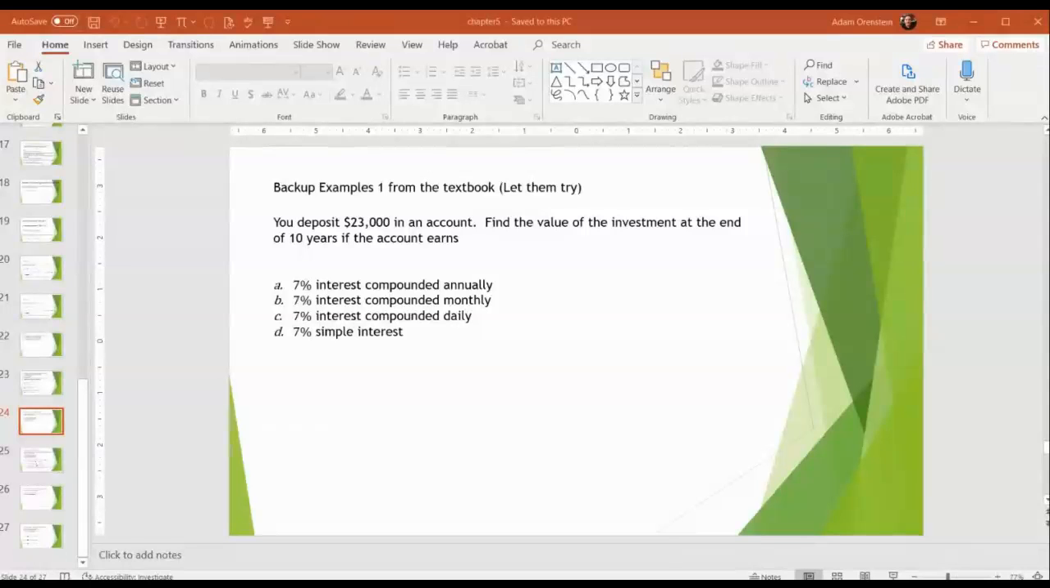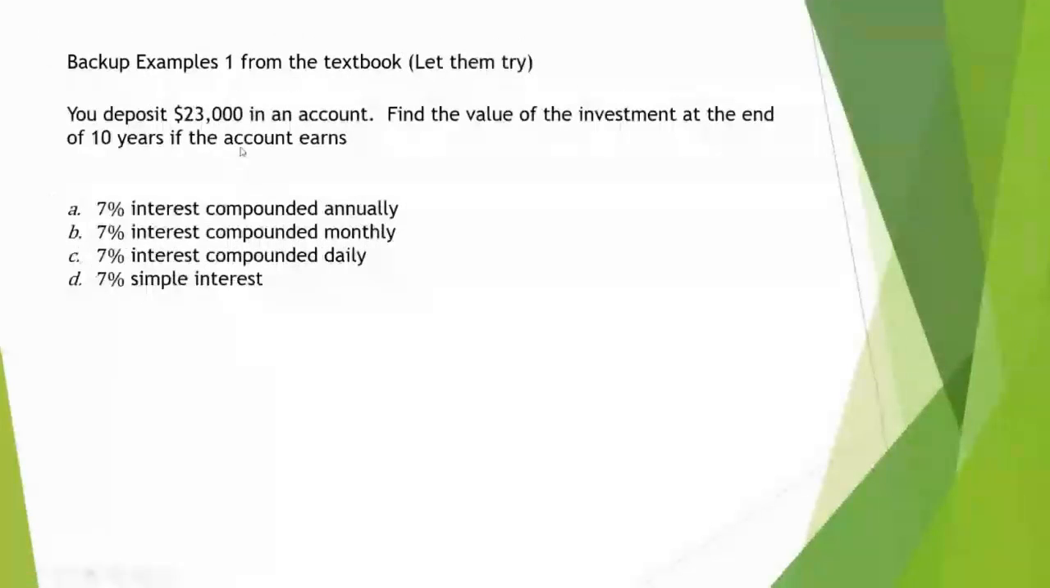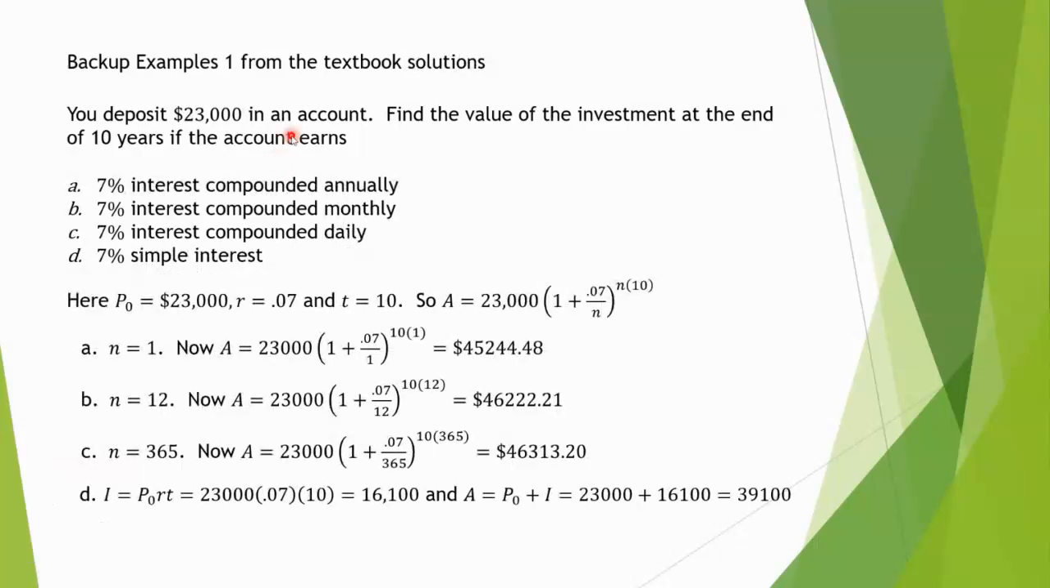All right, let's do this together now. Again, this is just another example from the textbook. I don't remember what number it is, but I know it's in the textbook. You have a lot of good examples there. As we know, the initial amount you're depositing, $23,000 in the account, is your principal.